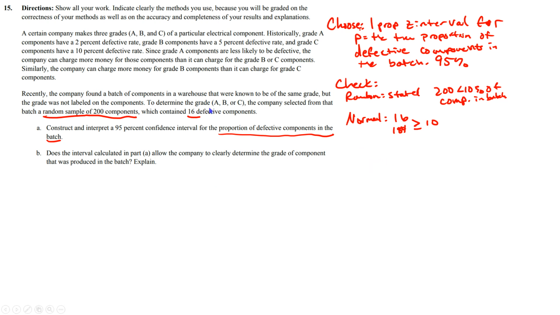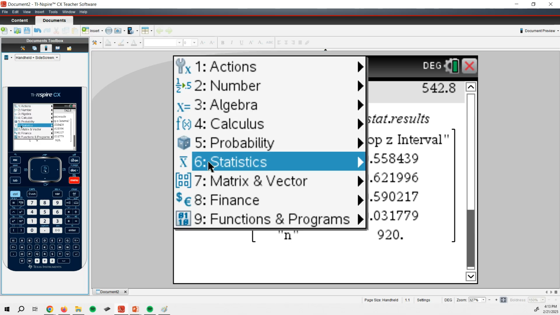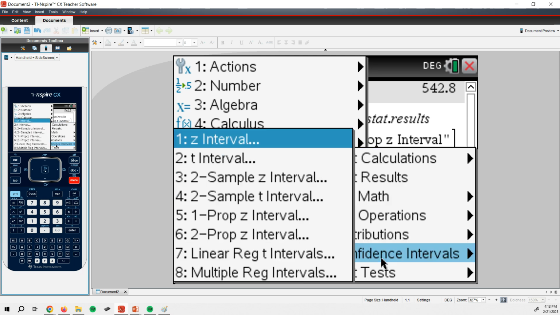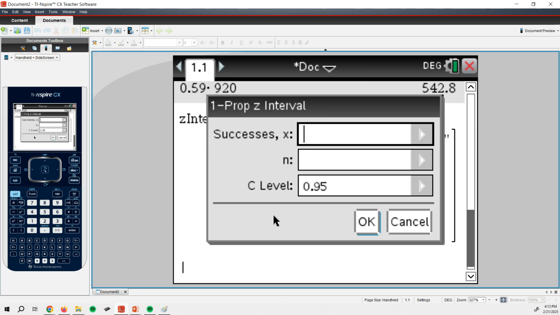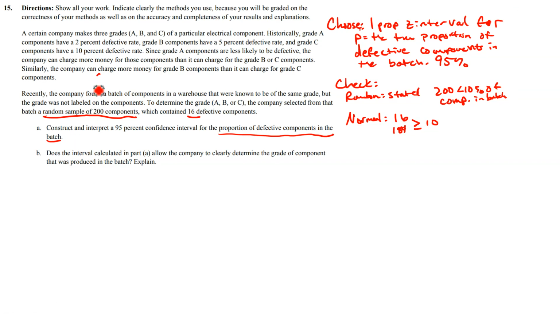Now let's go ahead and do that, because this one doesn't even make us find that. We got 16. This one's nice and easy. So we got 16 out of 200, and we're doing 95% again. Nice and convenient. Statistics, confidence intervals. We're doing a one prop again. No two props on this one. So we got 16 out of 200, 95%. So we got 4% to 12%. Let's write that down. 0.04 to 0.12.